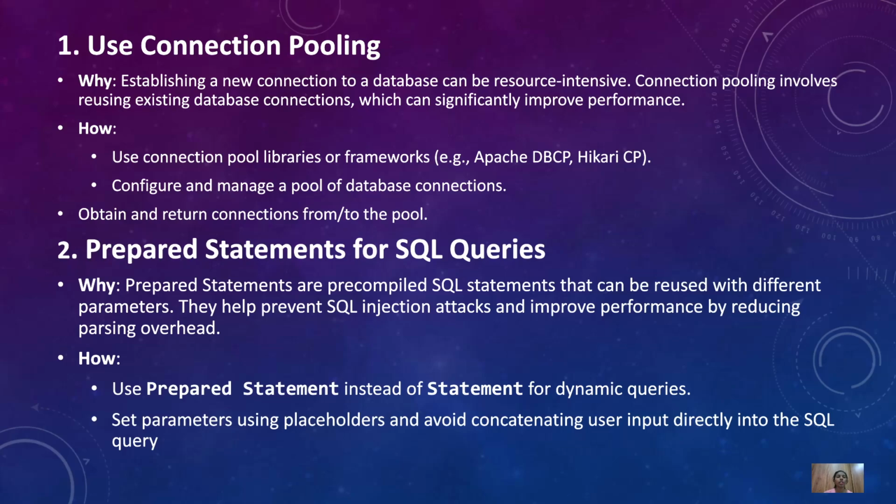Use connection pooling. Why? Establishing a new connection to a database can be resource intensive. Connection pooling involves reusing existing database connections, which can significantly improve performance. How do we do this? Use connection pool libraries or frameworks. Configure and manage a pool of database connections. Obtain and return connections from and to the pool.